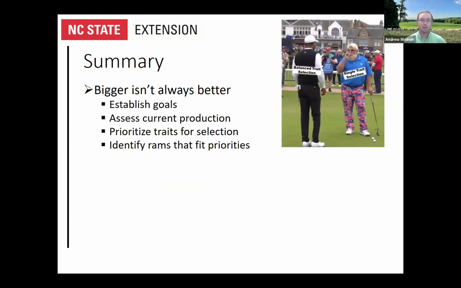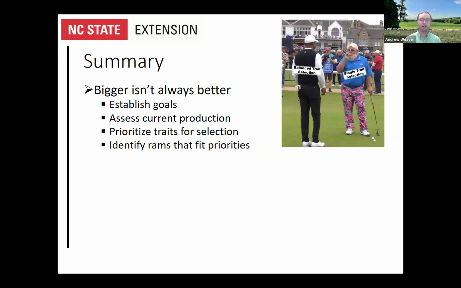for improvement. And then based on our established goals and current levels of production, we can then prioritize traits for selection. Remember, if we select for everything at the same time, you're going to make very little progress in any single trait. Rather, we want to identify maybe 2 or 3 traits to put a lot of selection pressure on at a single time. Once those traits reach our goals, then we can move on to other traits. And so once we have traits that are prioritized, we can then identify rams that meet and fit those priorities. And the traits that fit the priorities for my operation are likely very different than the rams that fit the priorities for your operation.